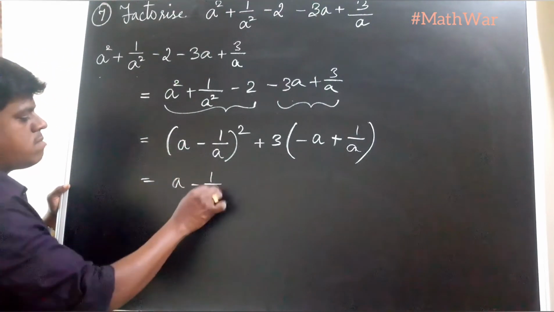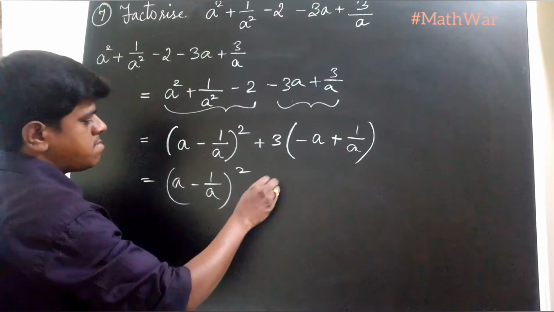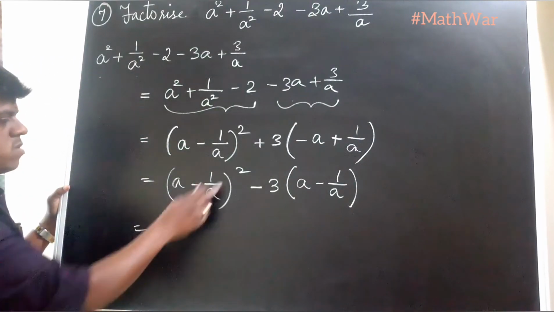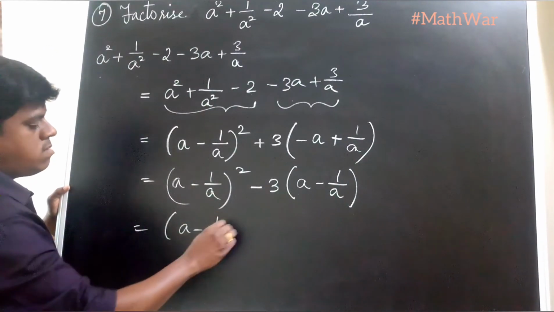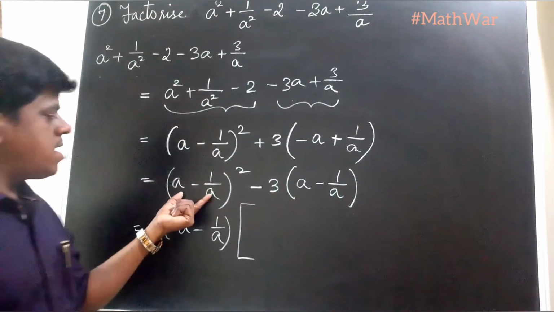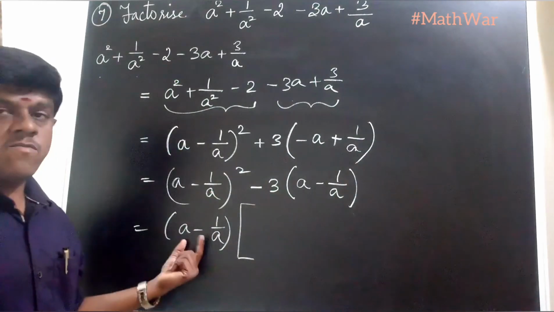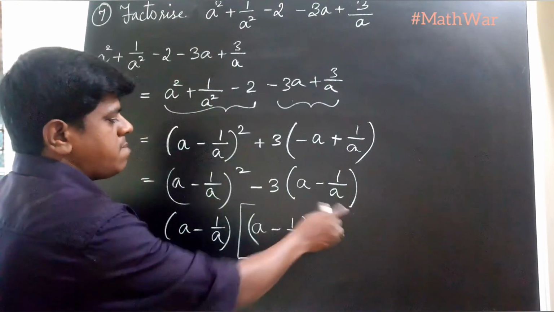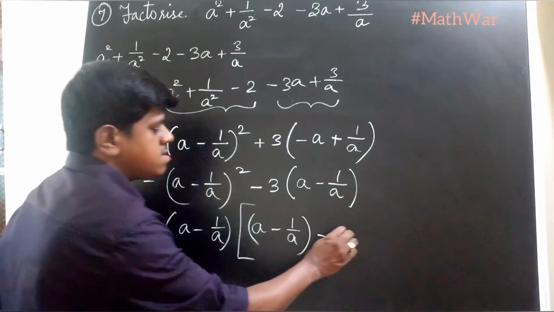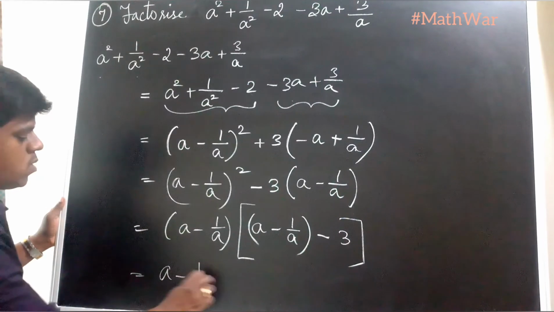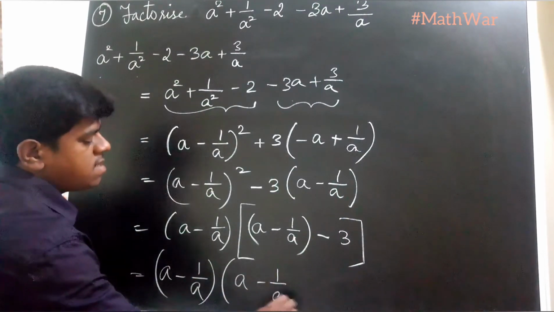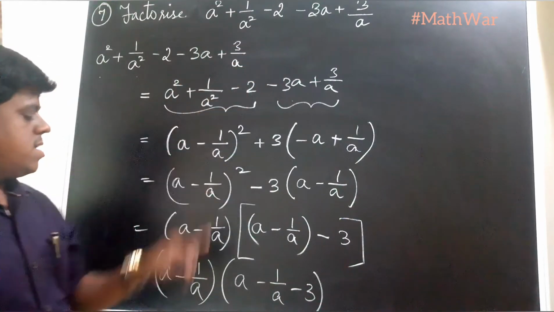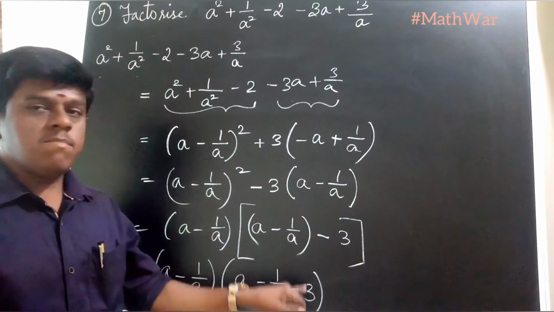So a minus 1 by a the whole square. This minus, if it comes out, minus 3 into, here minus a will become plus 1 by a will become minus 1 by a. Now a minus 1 by a whole square, a minus 1 by a. So a minus 1 by a is common. Here a minus 1 by a whole square has 2 times. So 1 time that a minus 1 by a we took outside, the balance a minus 1 by a will be there inside itself. Minus 3 into a minus 1 by a. If you take a minus 1 by a outside, only number 3 will be there. That is a minus 1 by a into a minus 1 by a minus 3 is the answer. So if you factorize a square plus 1 by a square minus 2 minus 3a plus 3 by a, it is nothing but a minus 1 by a into a minus 1 by a minus 3.